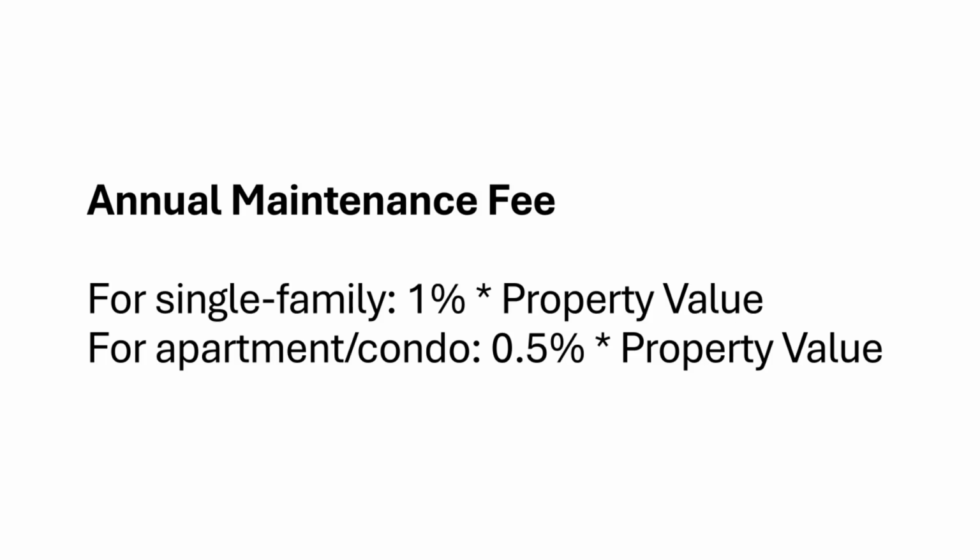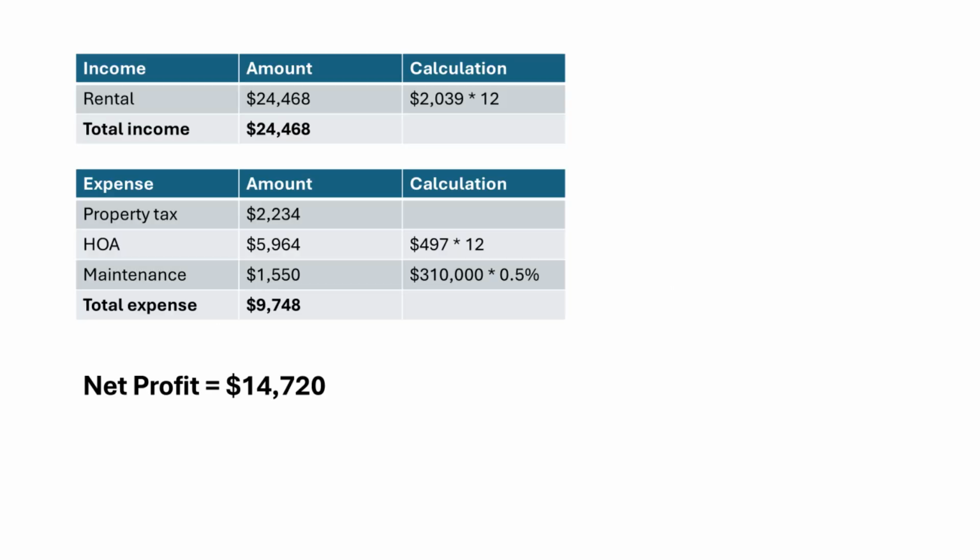The last major component of the total expense is the maintenance fee. The rule of thumb for calculating this fee is 1% of the property's value. However, because the property we searched for is an apartment, some costs are covered by the HOA fee. We can reduce this to 0.5%. Once we get the total income and total expenses, we can subtract the total expense from the total income to achieve the net profit.